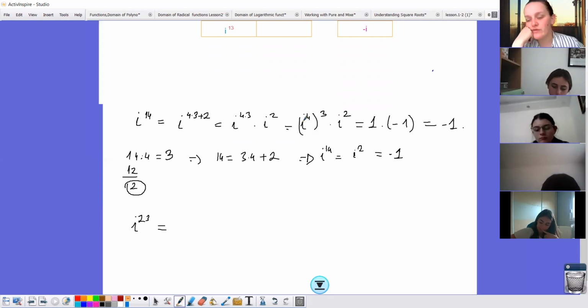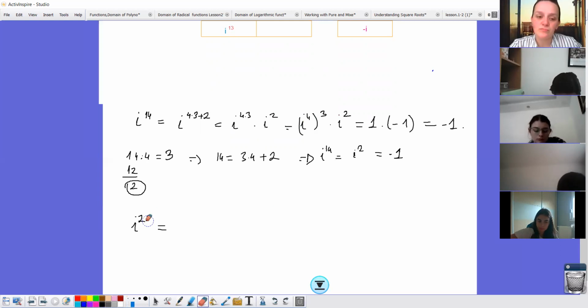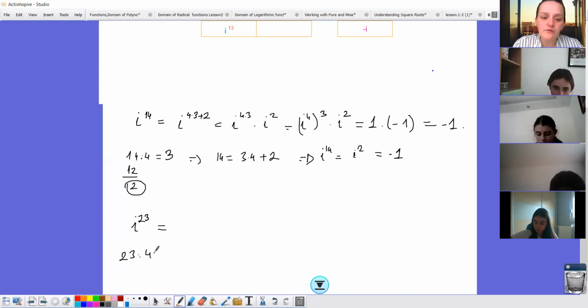When I divide 23 by 4, what will be the remainder? No, wait. Teacher, it should be 5. Yeah, okay, it should be 5 here and then 3. So the remainder will be 3. 23 divided by 4 is 5. 5 times 4 is 20. The remainder is 3.